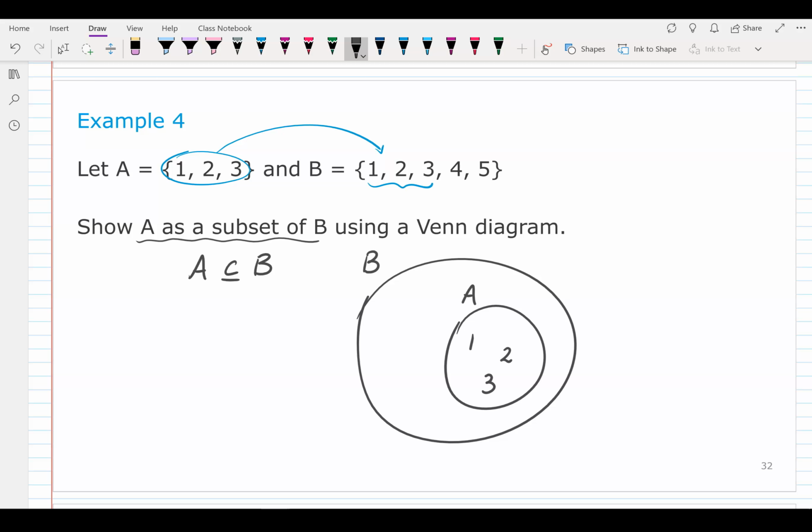So once I've considered those numbers, I'm going to write the numbers 4 and 5 outside of that. And hopefully you can see why I'm doing that. I'm not going to rewrite the numbers like 1, 2, and 3 outside of that, because even though they are in the set B and not in the set A, they're already in the set A. I'd be repeating myself, right? And I'd be actually wasting a lot of time by doing that.